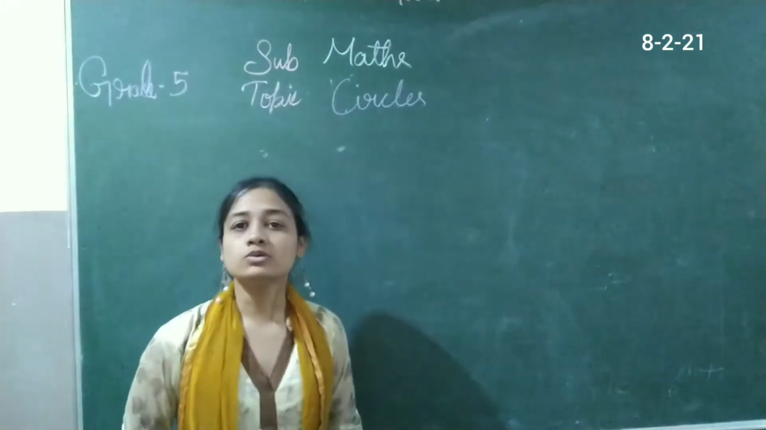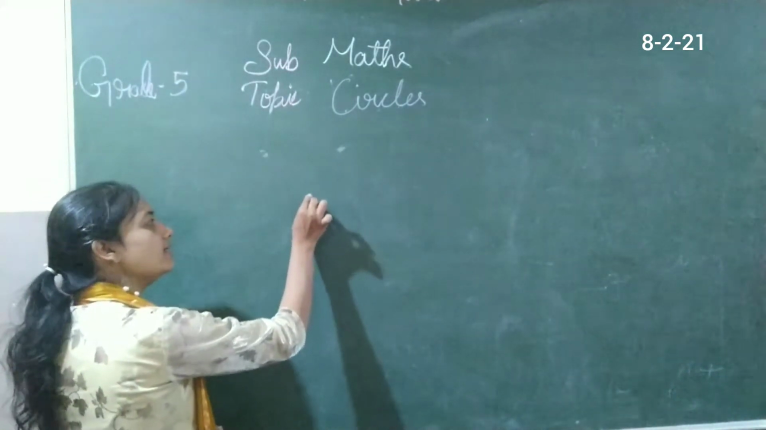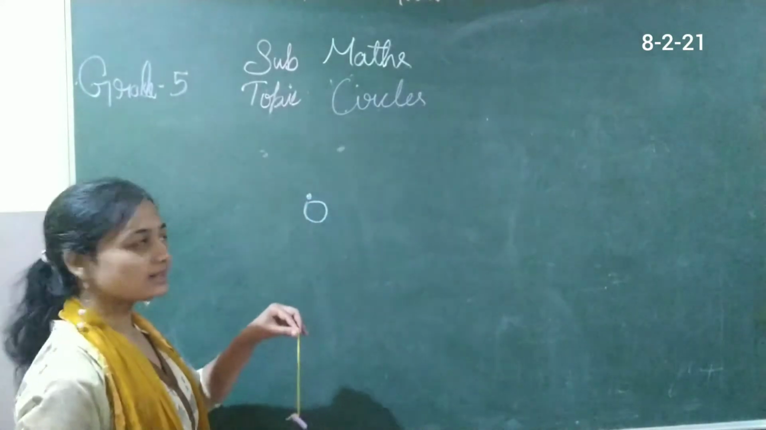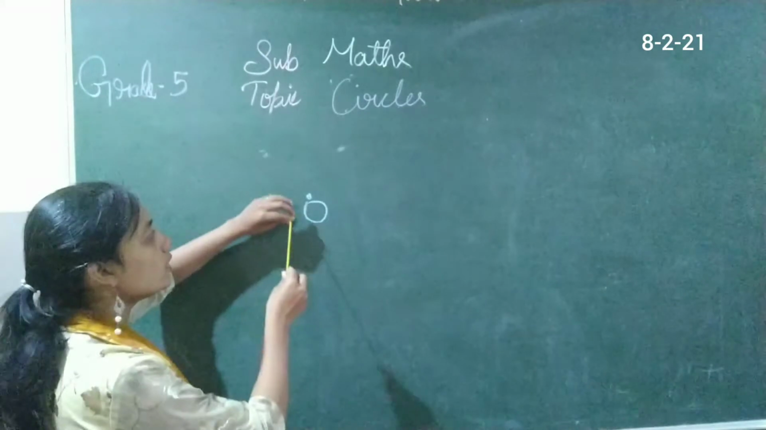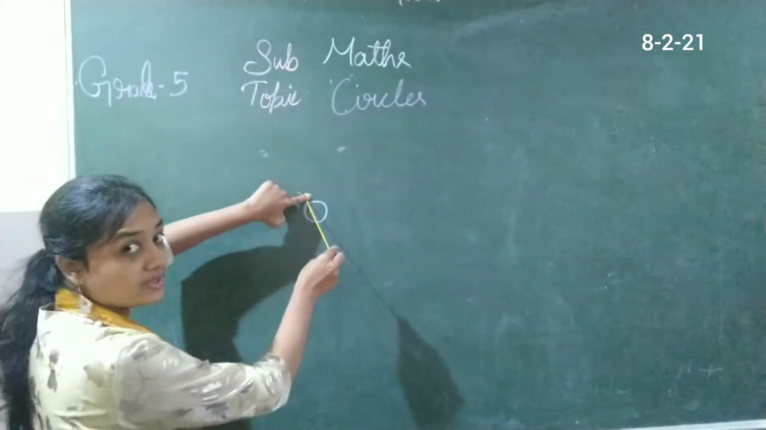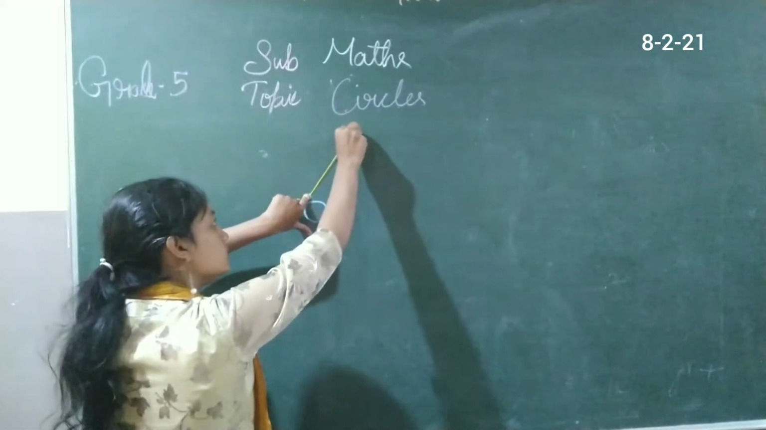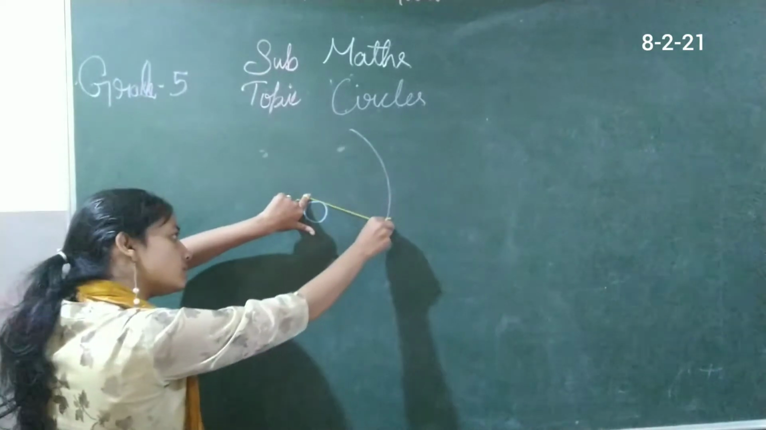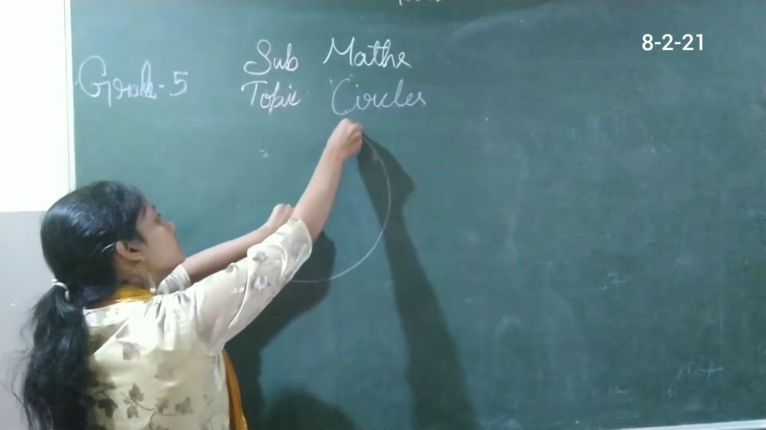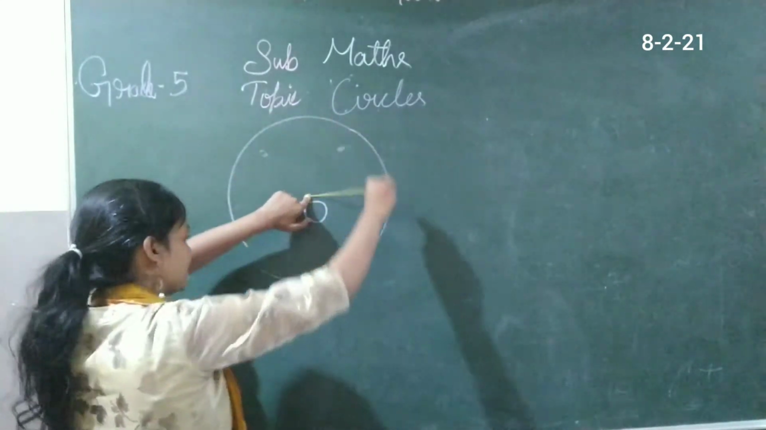So, let's see how to draw a circle. Now, I am going to take a point here. Let this point be O and make this my fixed point. I am not going to move from here anywhere. This is my fixed point. And then from this fixed point, I am going to draw a curved line which is equal in all the directions.